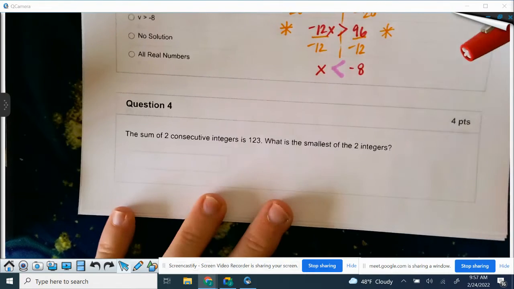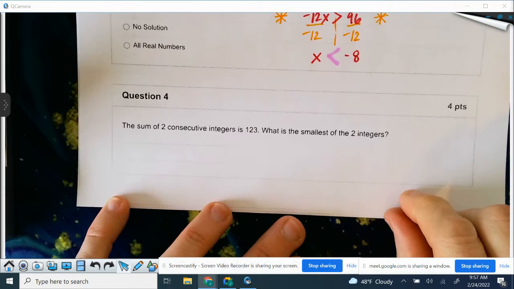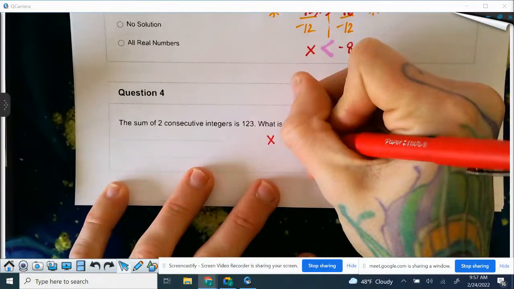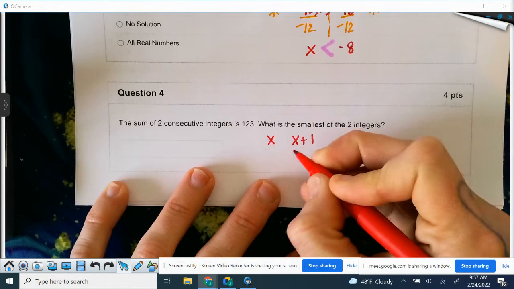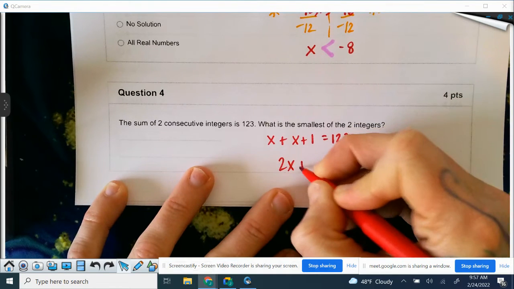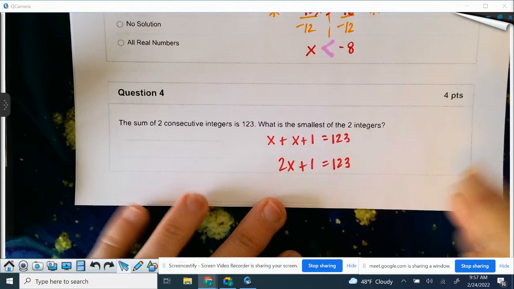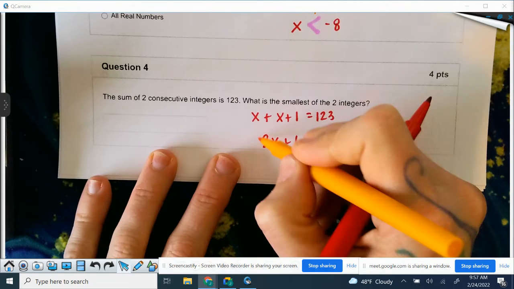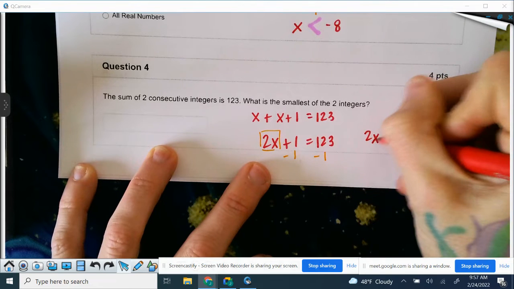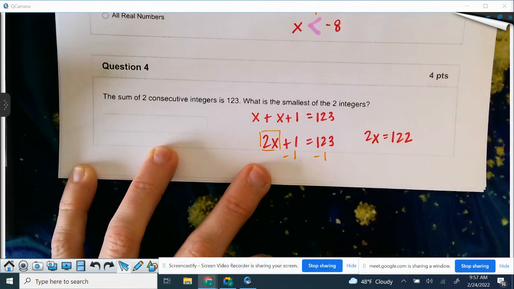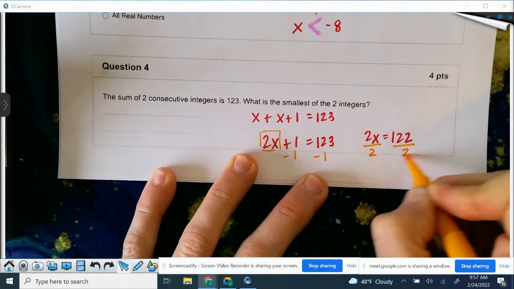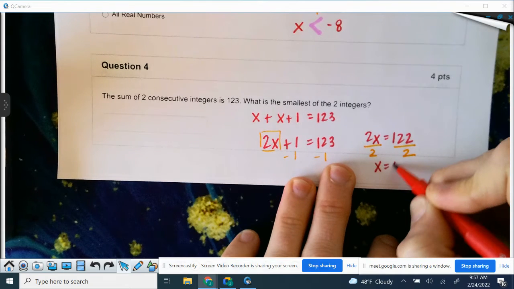Number 4, the sum of 2 consecutive integers is 123. So now we have to solve it all the way through. So x, consecutive means plus x plus 1, because that's my second number, is 123. So 2x plus 1 equals 123. Get x by itself. I'm going to subtract 1 from both sides. So 2x equals 122. 2x is 2 times x, and the inverse of multiplication is division, so we're going to divide by 2 on both sides. And x is going to be 61.